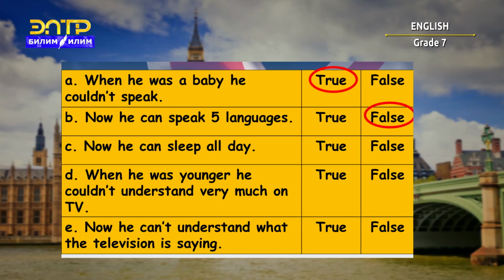Sentence C. Now he can sleep all day. And the answer is false. The sentence D. When he was younger, he couldn't understand very much on TV. And the answer is true. And the last sentence. Now he can't understand what the television is saying. And the answer is false. Great job! Let's move to the next task.